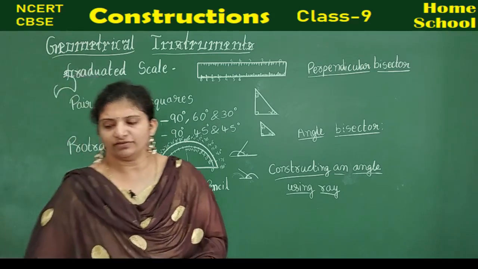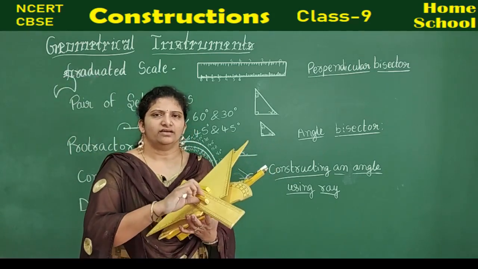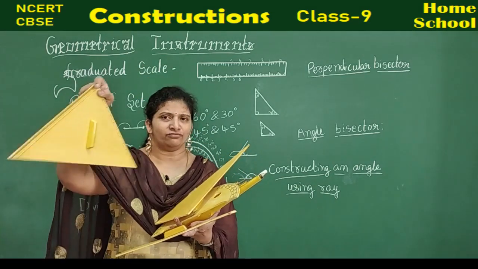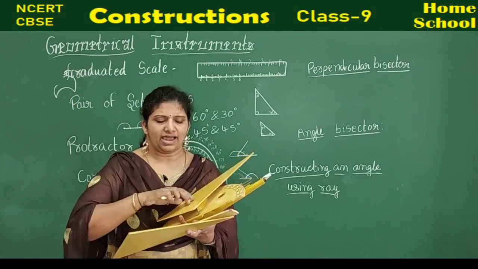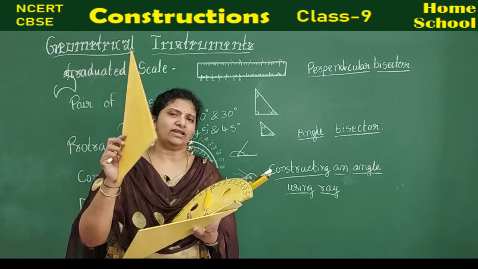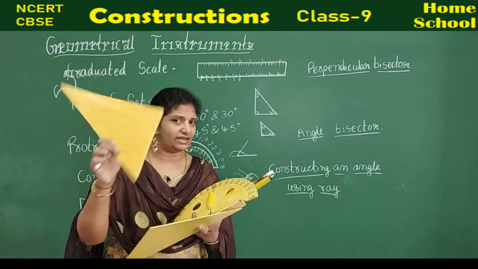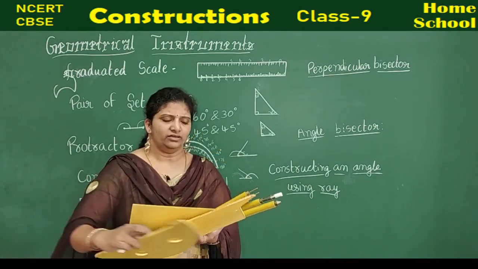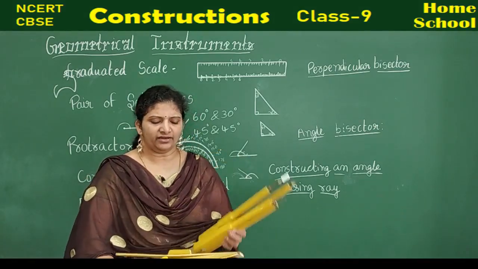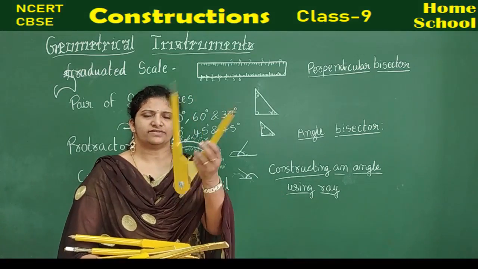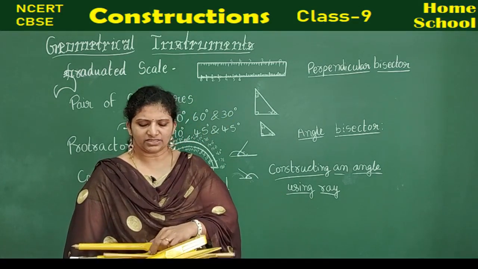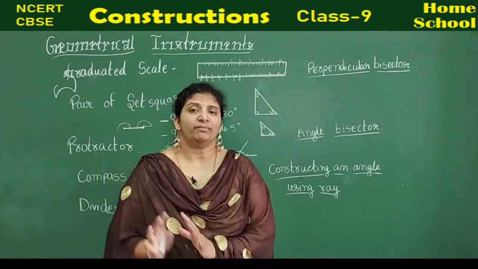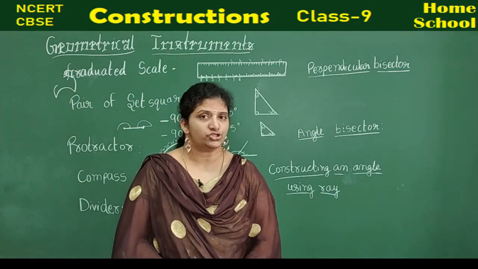You should be perfect. So once again, graduated ruler, and this is a set square having 90 degree, 45 degree, 45 degree angles. And this set square will have one angle of 90, another 60 and another 30 degrees. And this is called a protractor. And next, divider. Look here, this is the divider. And last, you have the compass. Now, we are all familiar with all the geometrical instruments in the geometry box.